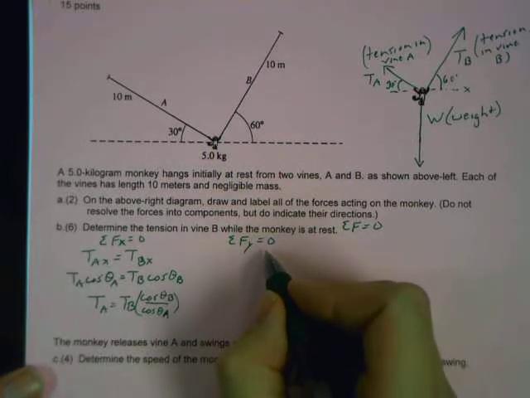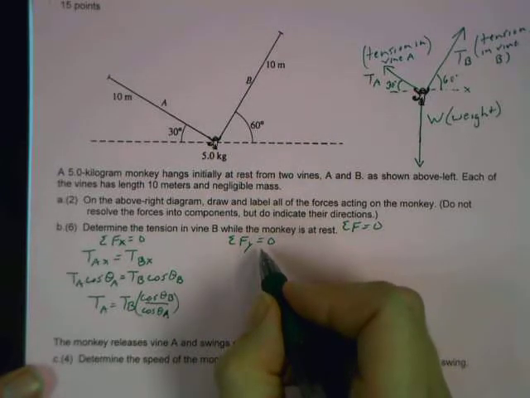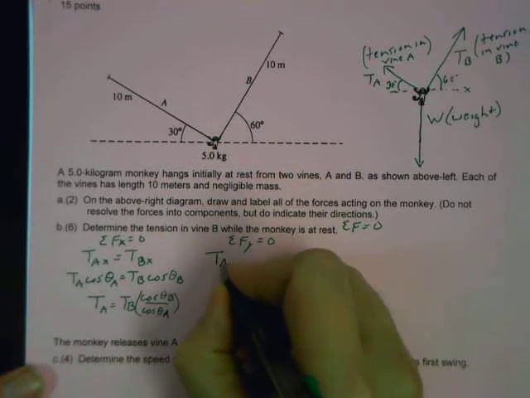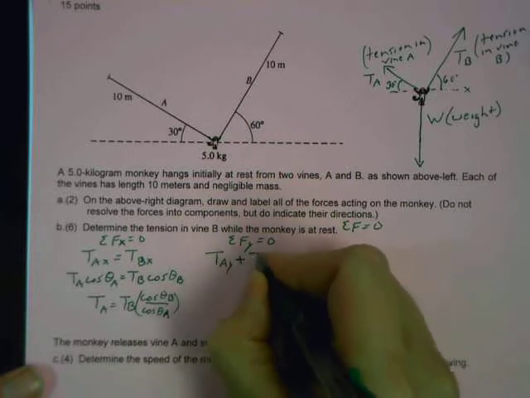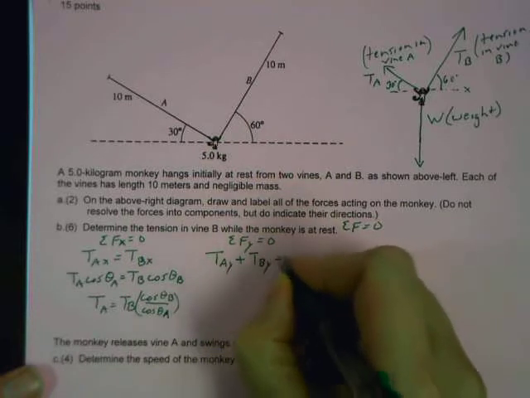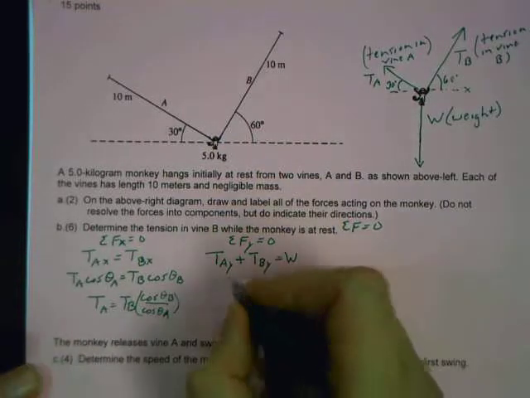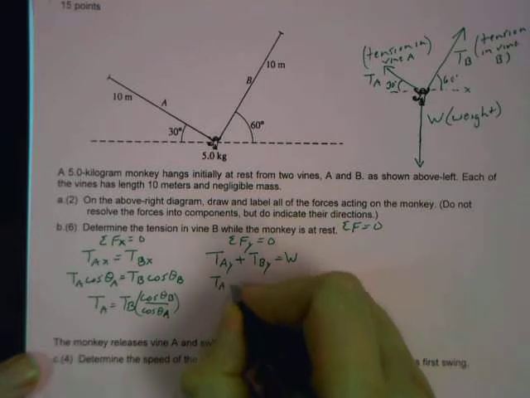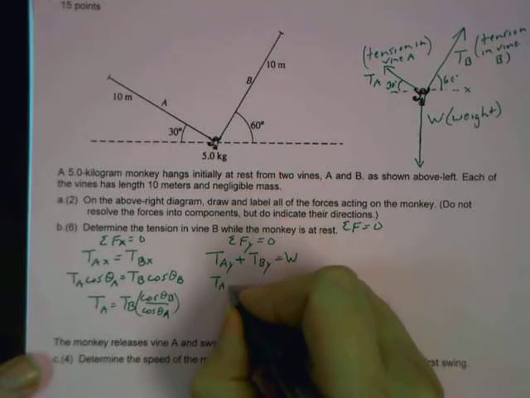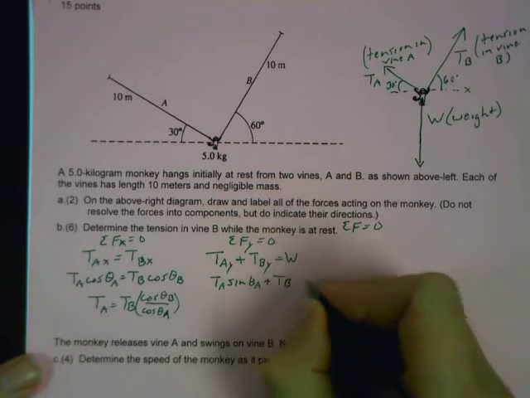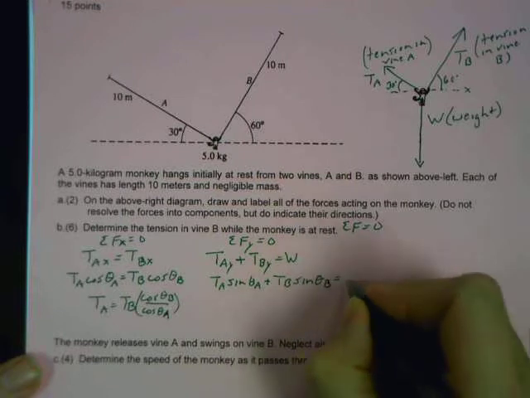Okay, in the y direction, the upward forces equal the downward forces. Fine, so let's say T sub A in the y direction plus T sub B in the y direction equals the downward force W. That means that we've got T sub A times the sine of theta A plus T sub B times the sine of theta B equaling W.